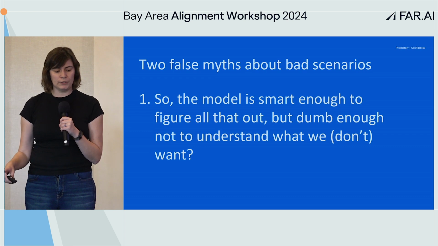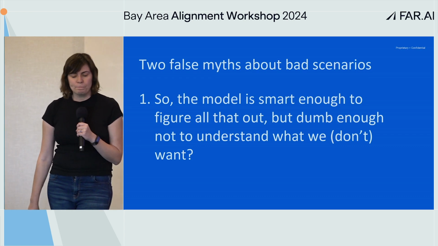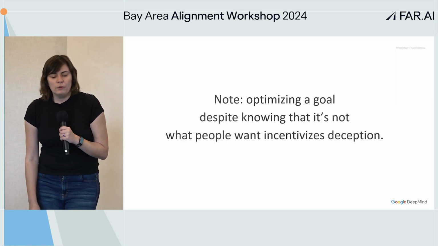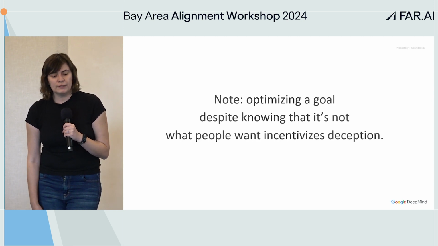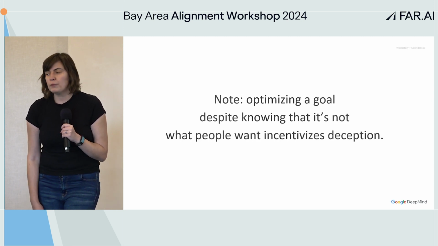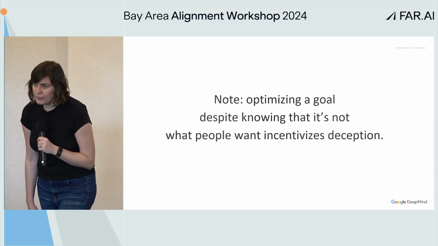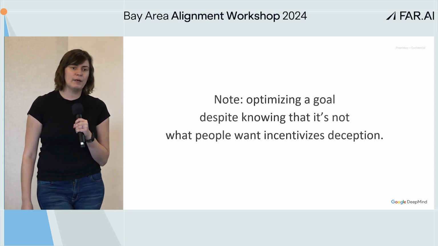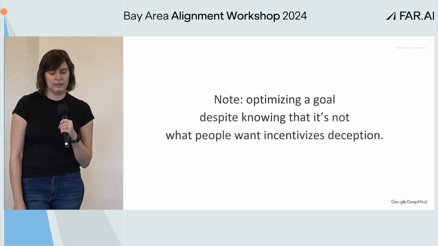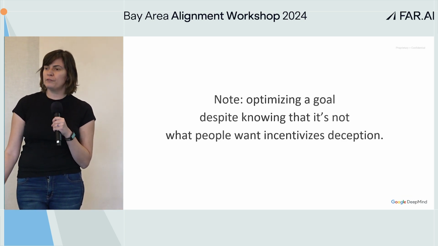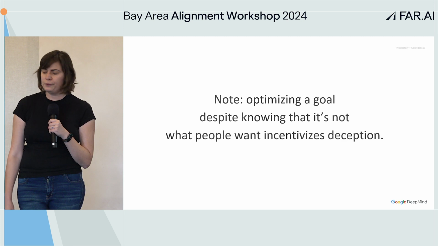So that's the first question that comes up. And I will note that one side effect is that when you optimize a goal, despite actually knowing that it's not what people want, that incentivizes deception. The only way you can actually optimize that goal at scale with big implications for humans is to try to hide that thing from humans and try to stop humans from stopping you.